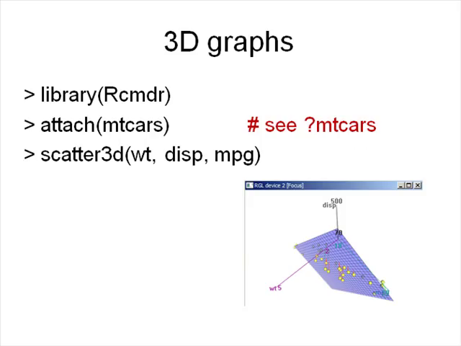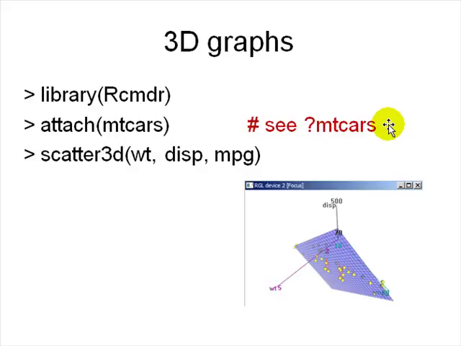Let's look at more examples. You just say library Rcmdr, attach mtcars, and scatter 3D plot. You want to plot weight against displacement against MPG, and so it's plotting in 3 dimensions weight versus displacement and MPG of the car engines. And if you want to see more about mtcars, you just type question mark mtcars, and it will tell you more about it.